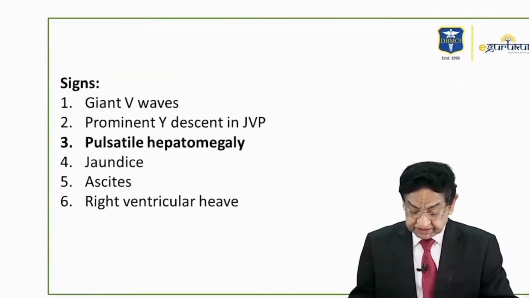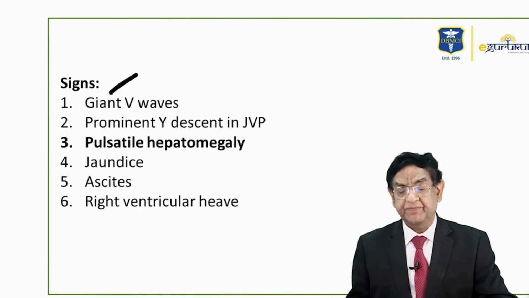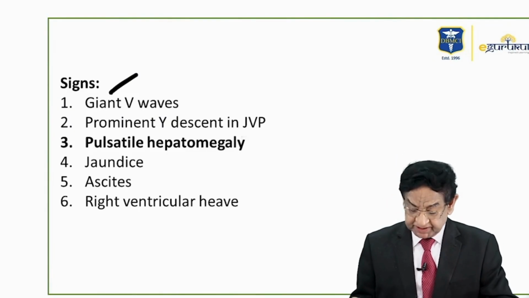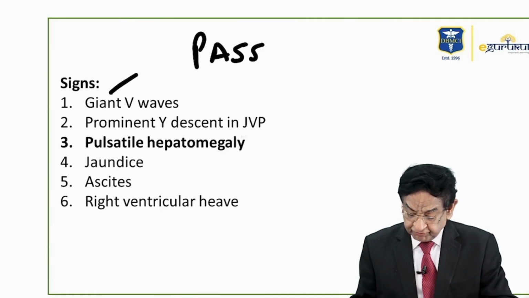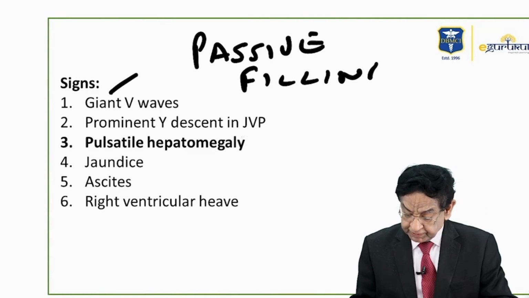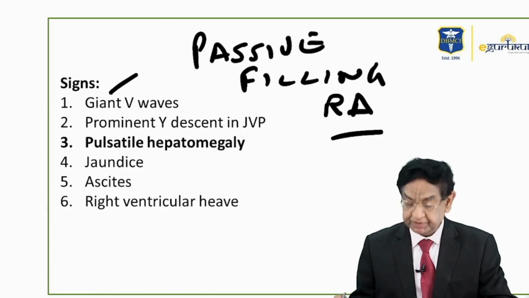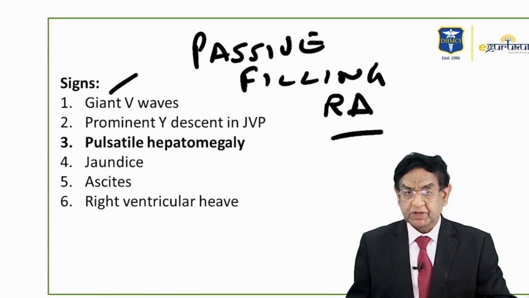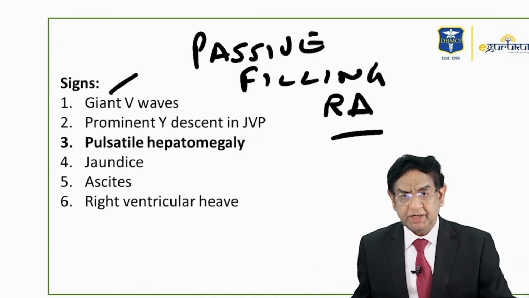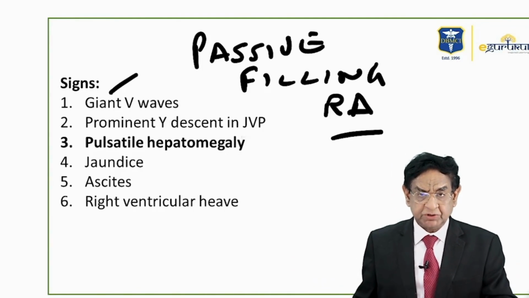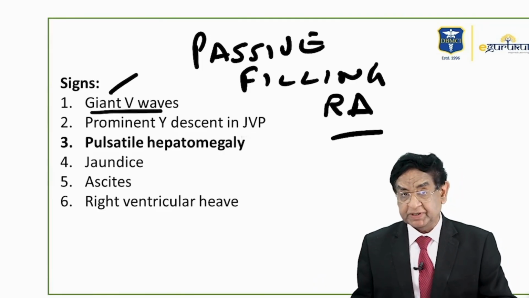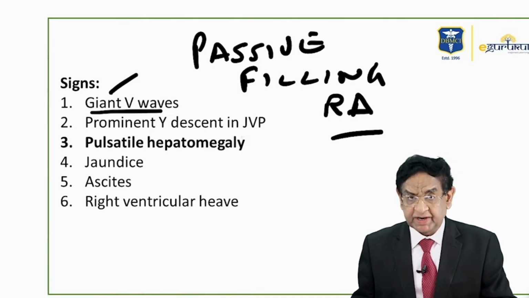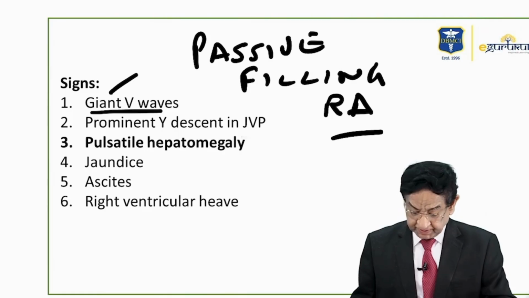Now signs, you get a giant V wave. We know very well that V wave is due to passive filling of the right atrium. Now extra amount of blood is coming into the right atrium during systole, so you will get a prominent V wave. Prominent V wave is a very, very important clinical sign of tricuspid regurgitation.